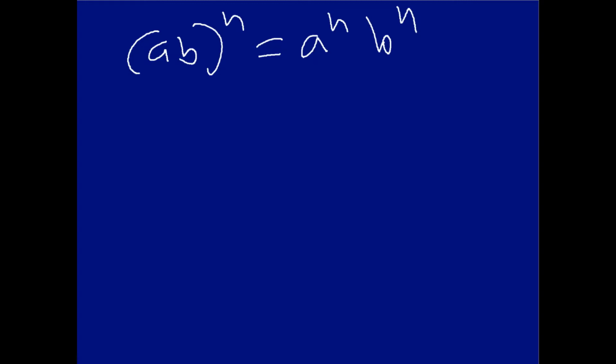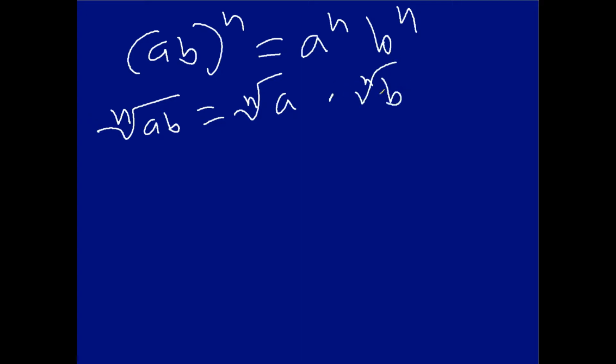And this idea holds true also when you're dealing with radicals, or roots. If I have the nth root with n as my index and a times b as my radicand, this can also be factored out, where you have the nth root of a times the nth root of b. It's the same idea. And in this video, we're going to look at several examples of how this can be applied.